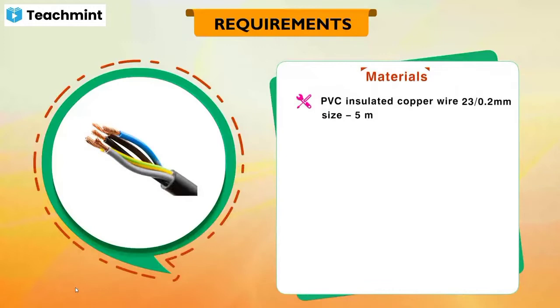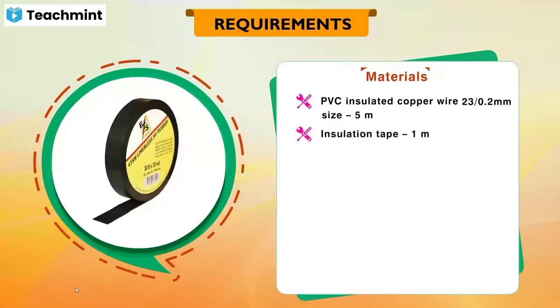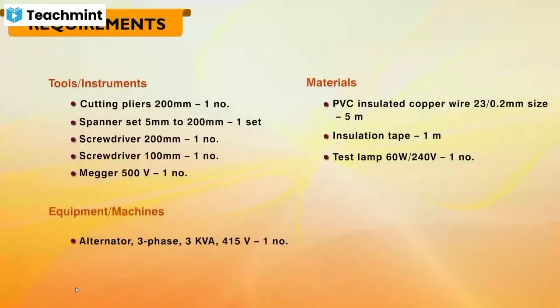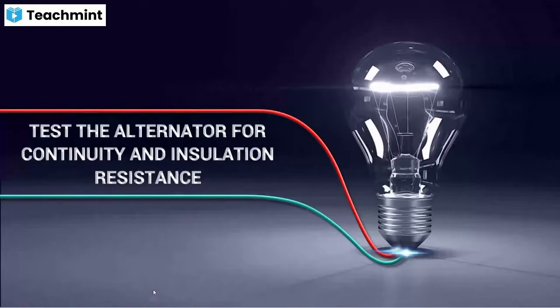Materials: PVC insulated copper wire 23 by 0.2 mm size 5 mm, insulation tape 1 meter, test lamp 60 watt 240 volt one number. So these are the basic requirements.